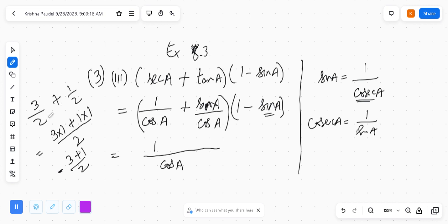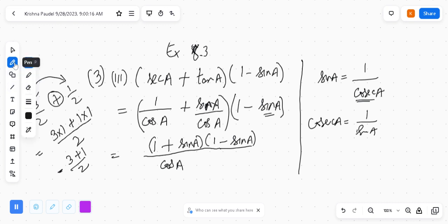So if you see, when the denominator is the same and when we do addition or subtraction, the numerator remains the same, means there is no change. 3 remains 3, 1 remains 1, and we just have to put the sign, whether it's addition or subtraction. So if I follow that here, the LCM is cos, that means the numerator will remain the same, it will be 1 plus sin A, and 1 minus sin A was already there.